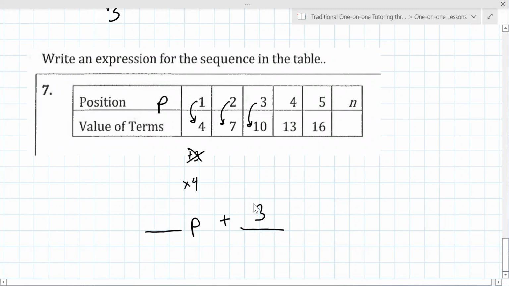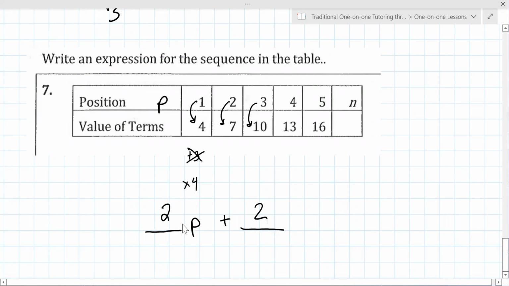So here's another one that you could try. You could say, well, what if it's 2 times P plus 2? Okay, so 2 plus 2 is 4. Does it work for the second one though? No, sorry, it's 6. But it's not 7, so it's not that.